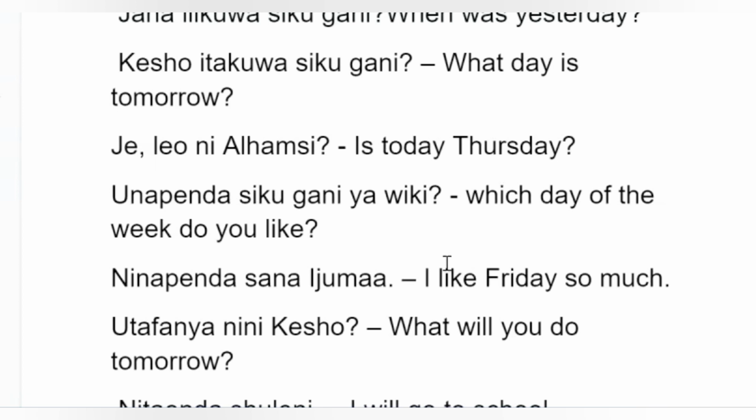Different people have different reasons why they like Friday. And if you like Sunday, you can say, ninapenda sana Jumapili. If you like Saturday, you can say, ninapenda sana Jumamosi. So here, different people have different choices. Let me know in Swahili in the comment section, unapenda siku gani ya wiki? Just write the specific day in Swahili that you like.